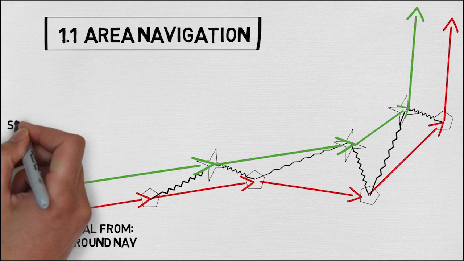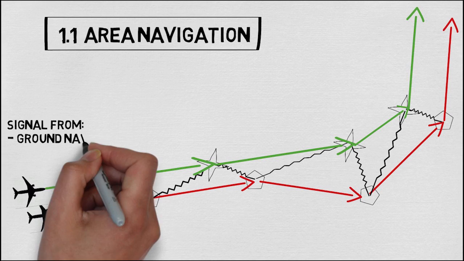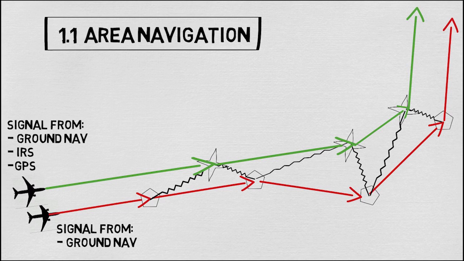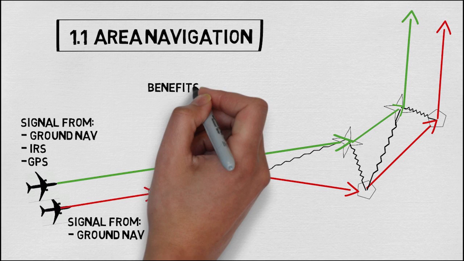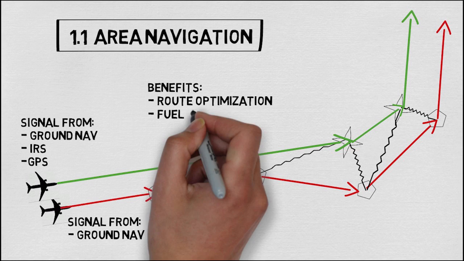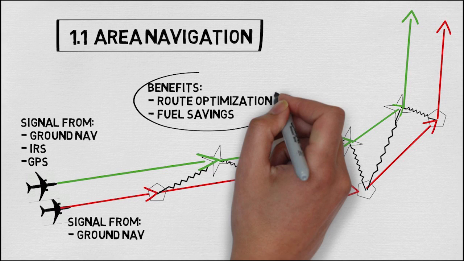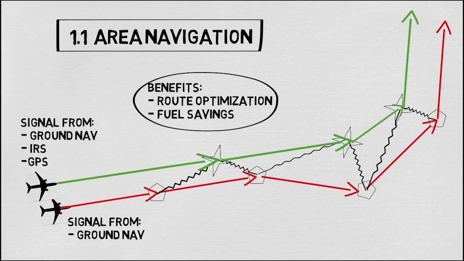Now, this system still relied on ground navigation, but in later days also uses aircraft inertia system and signal from satellites. This has created tremendous benefits in route optimization with associated time and fuel savings. And this is the basic concept of area navigation.